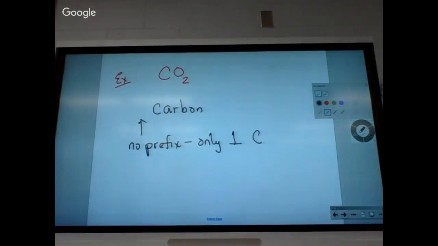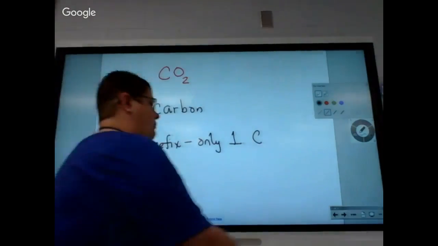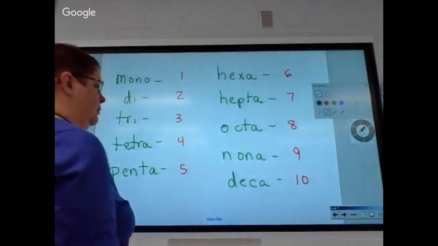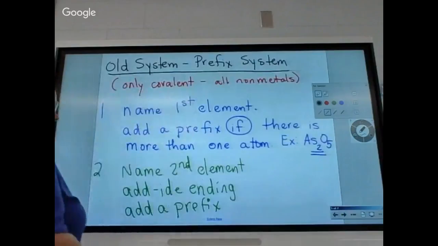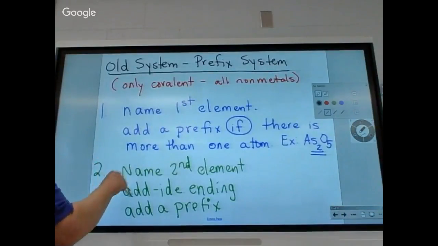Now, the second element, the oxygen, always gets IDE because it's what kind of compound? It's binary. Okay? So if you look at the steps we just wrote down, look at the board, work with me here. All right, name the second element, oxygen. Y'all said oxide because it gets IDE as binary. Those two we already know, so oxide, and we add a prefix. It doesn't matter how many you have, you add a prefix.